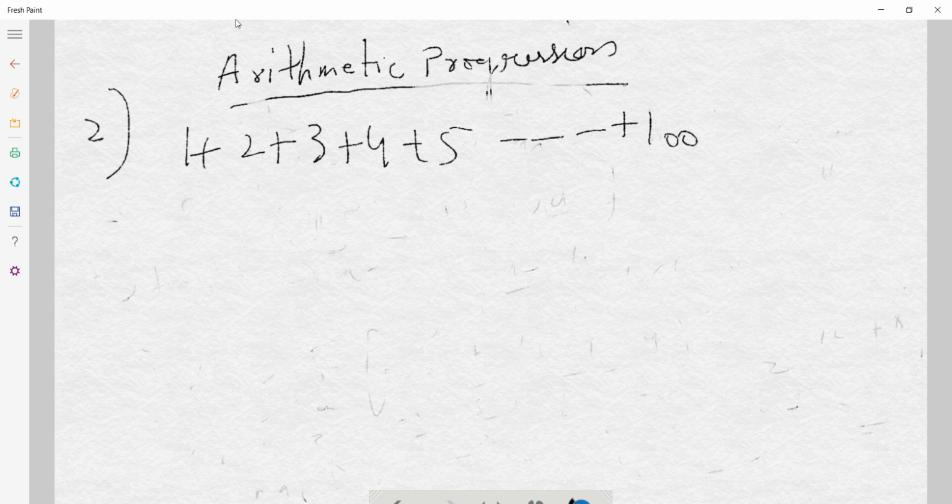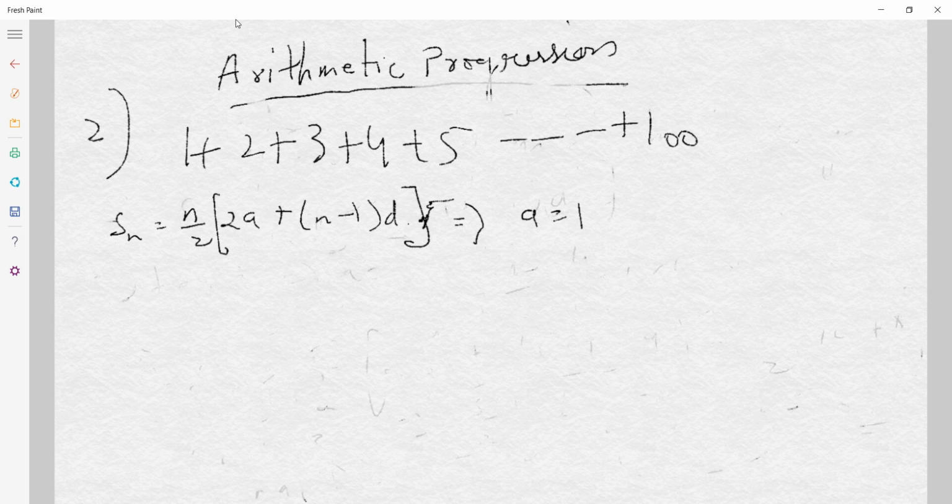So now, how do you use it? We've got this formula here: Sn equals n by 2 times (2a plus (n minus 1) d). So here, a equals 1.